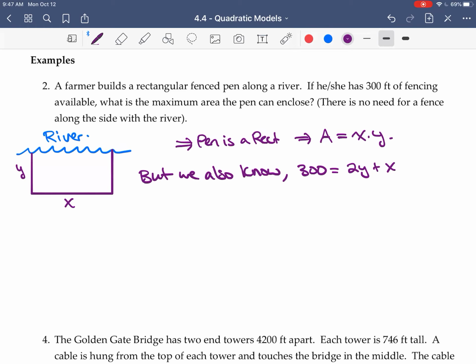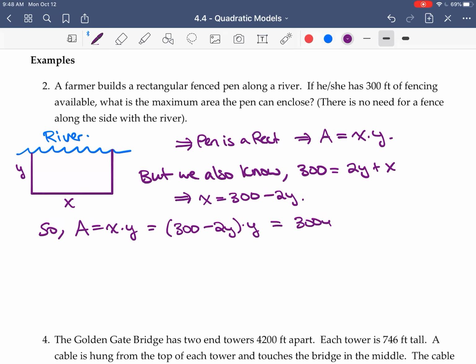Okay, so I'm going to get rid of X here because it's a bit easier to solve for. So rearranging gives x is equal to 300 minus 2y. Okay, so then the area, which was x times y, is now 300 minus 2y times y, or 300y minus 2y squared. Okay, so now I've made it a bit weird, but that's okay. So this is a quadratic function.